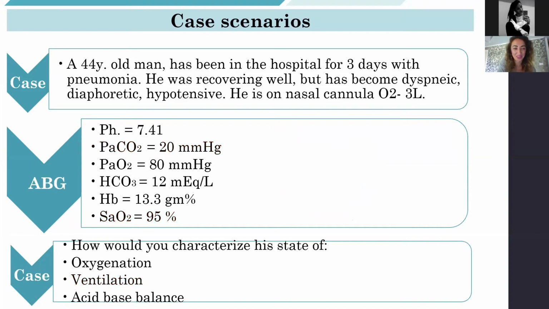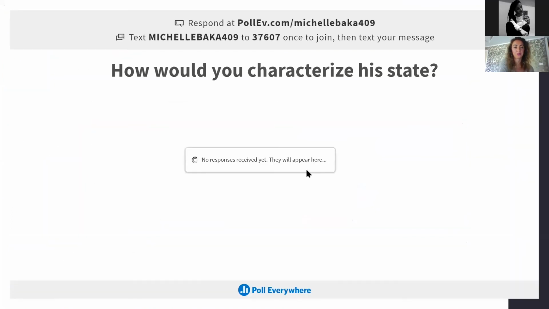So, in the end, I want you to see his acid-base balance. pH 7.41, PCO2 20, bicarbonate 12. And how would you characterize his state? All right, guys, so this is an open-ended question. You could go to the link that we were using earlier and you could see your responses come up live in the PowerPoint. And don't worry, they're all anonymous, so you don't have to have stage fright.